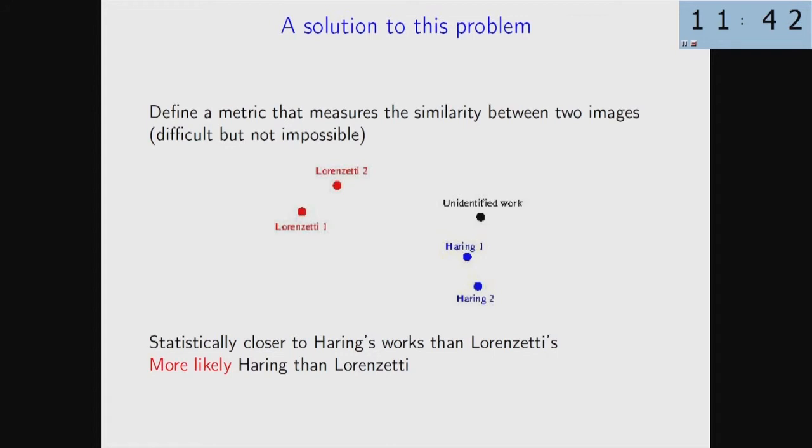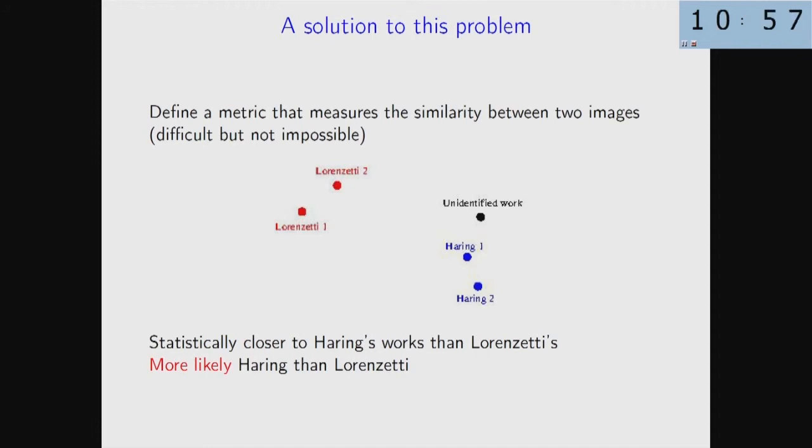And here is one possible solution. You have first to define a metric that measures the similarity between two images. So it's not so easy, but it's not impossible. You can define such metrics. It takes some time, but you can do it. Then you can look at the 5 pieces of art I showed you, and you see that the unidentified work is closer to the 2 works of Haring, and it's further apart from the 2 works of Lorenzetti. So you can say that statistically, it is more likely to be a work of Haring than of Lorenzetti. And this is how machine learning algorithms work.